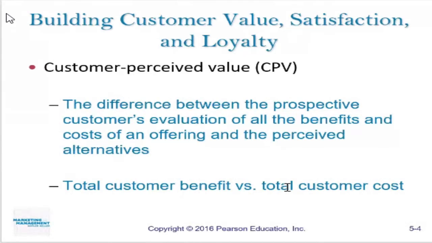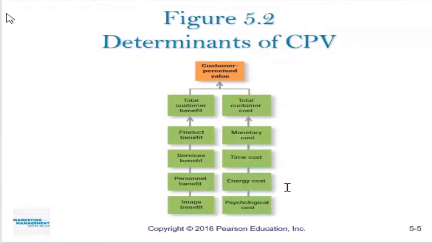So the sum total of all the costs is going to give you the total cost, and the sum total of all the benefits is going to give you the total benefit. And benefit minus cost is equal to the perceived value. So this is how I have discussed it. You can look at the total customer perceived value in this slide. On the left hand side, you have the total customer benefits: image benefit, personnel benefit, service benefit, or the product benefit, they total to customer benefit. And total customer cost is monetary cost, time cost, energy cost, psychological cost; they total to total customer cost.